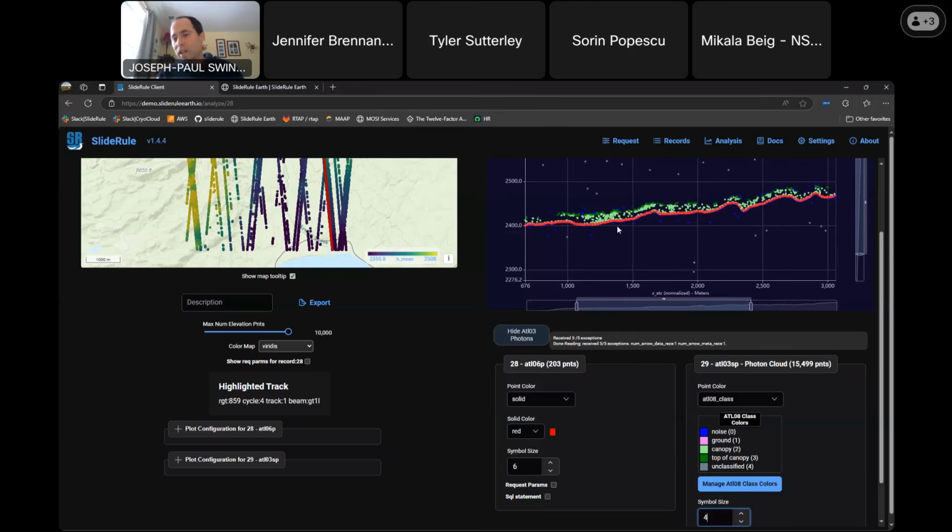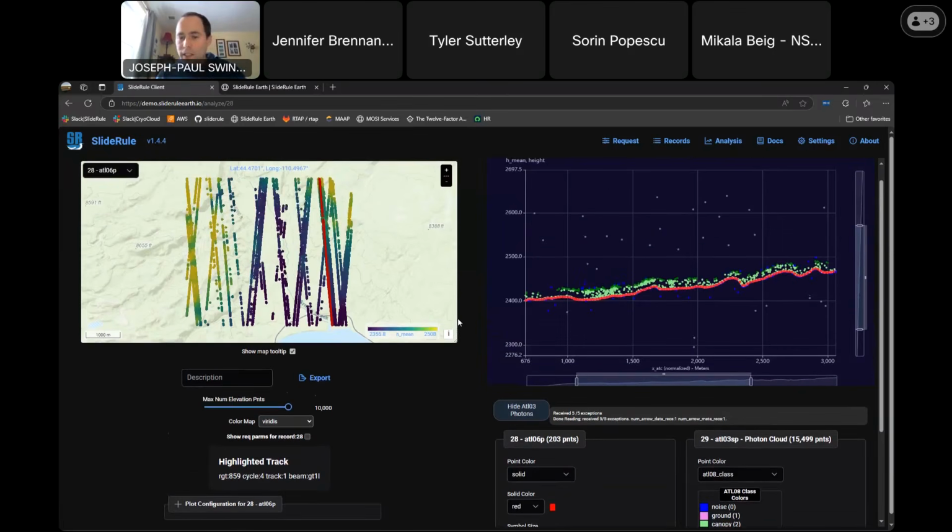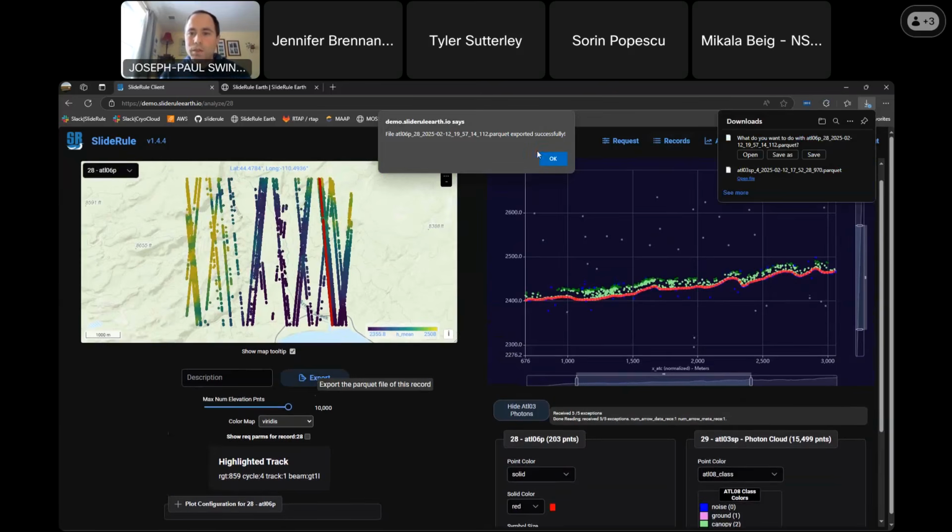So this algorithm that was, again, initially designed for ice sheets can be adapted really well for vegetated areas when using ATL08 classifications. And then all the data is yours. So you can export it to your local computer. It's actually already sitting on your local computer right now. That's why it's really quick to export it to a Parquet.